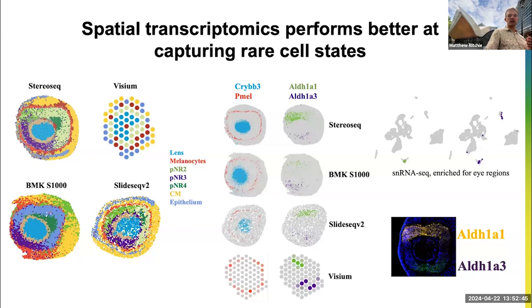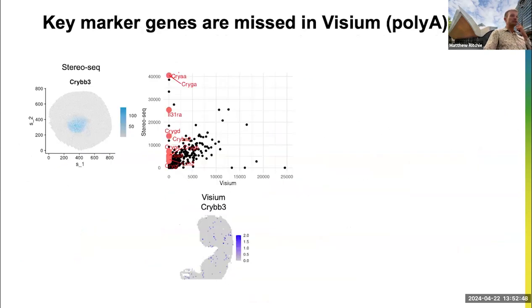In this case, it's nuclei because of the region that we're looking at. And in some technologies, particular marker genes are missed. So that's another thing to be aware of. We've got these genes that start with CRY and a few others, which are specific again for the lens.